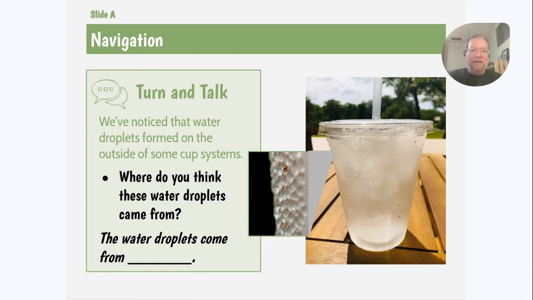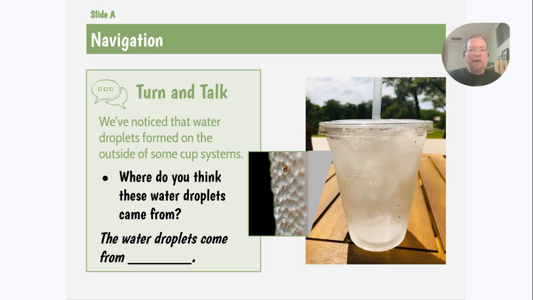Hello, we're going to do an experiment online today. We're going to watch it and we're going to think about it. We've noticed several times that when we had cups of icy cold water, there was condensation, or there were water droplets, on the outside of it.